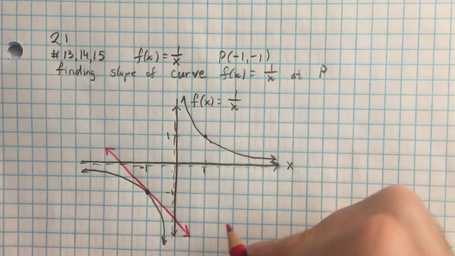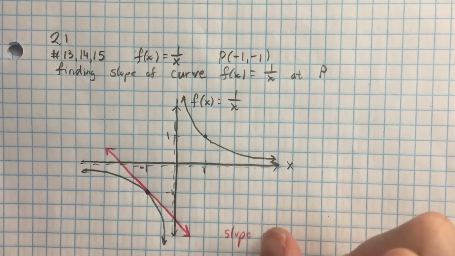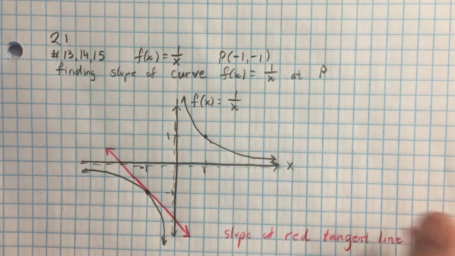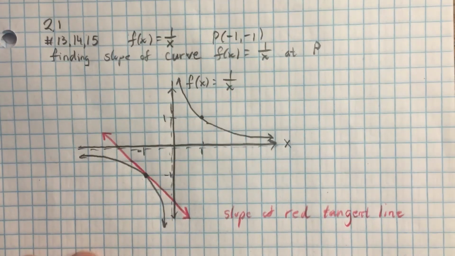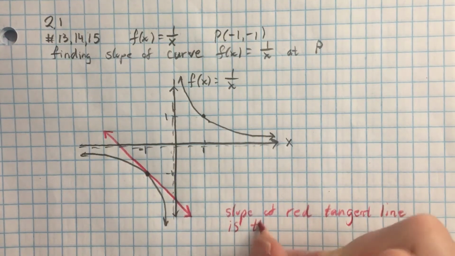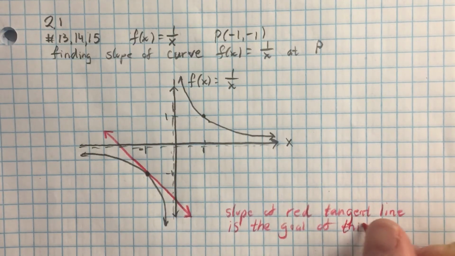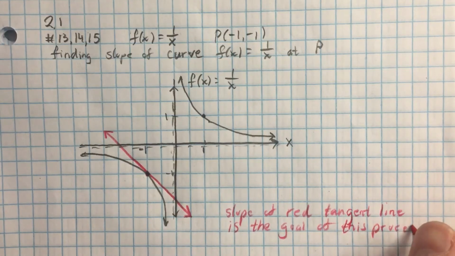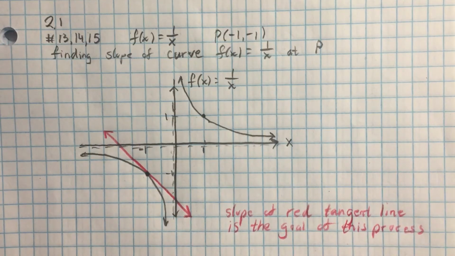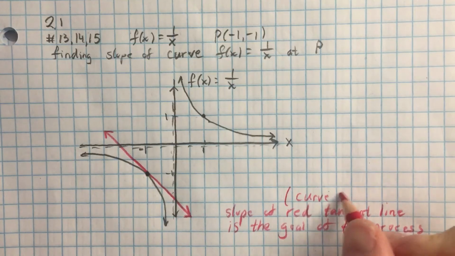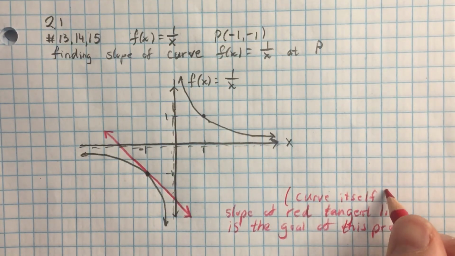All right, so the slope of the red tangent line, okay, is the goal of this process. And the slope of that tangent line is the same as the slope of the curve. Again, that's by definition. Okay.